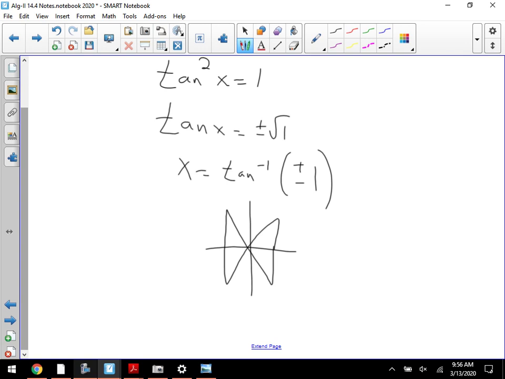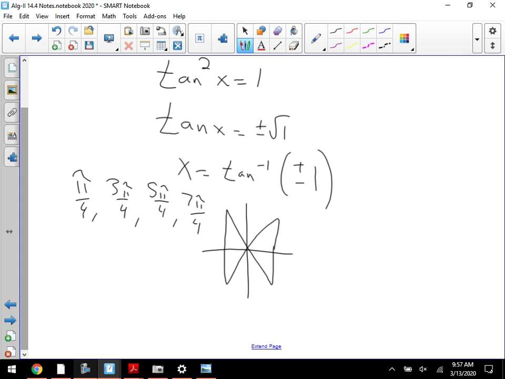So you're at pi over 4. Second quadrant, you're at 3 pi over 4. Third quadrant, 5 pi over 4. And fourth quadrant, 7 pi over 4. Do not forget when you take a square root, no matter what, it's always plus minus. Always plus minus.